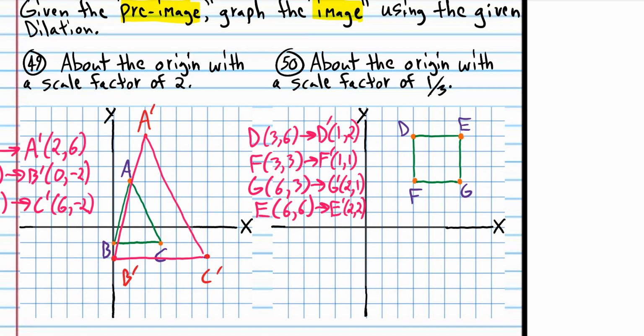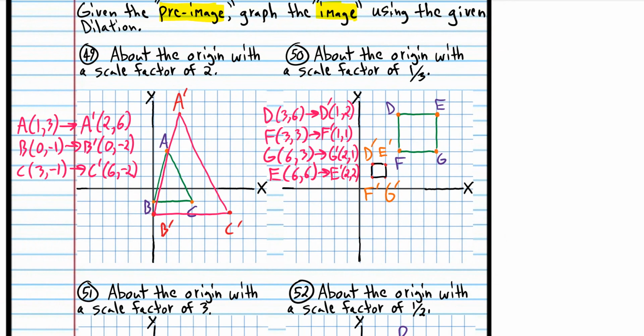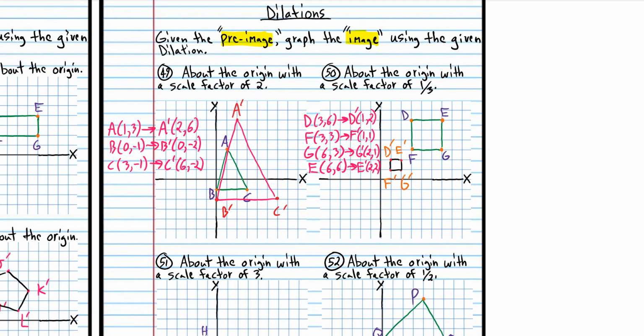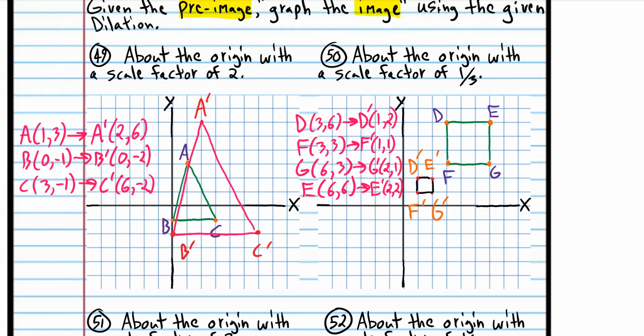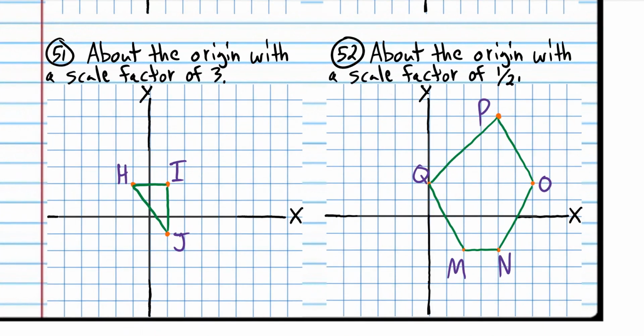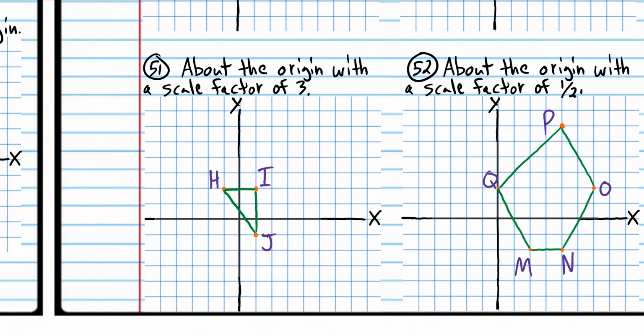So 1, 2, 1, 1, 2, 1, and 2, 2. So as you can see, this looks like it's a square. This square got much, much smaller. We have F prime, G prime, E prime, and D prime. Sorry, it's kind of messy there. So as you can see, dilating about the origin is really very easy. All right, now time for you to try. Go and attempt number 51, and when you come back, we'll do it together.